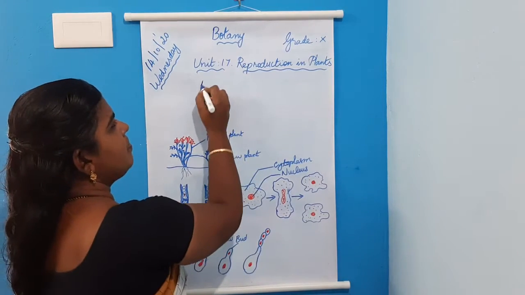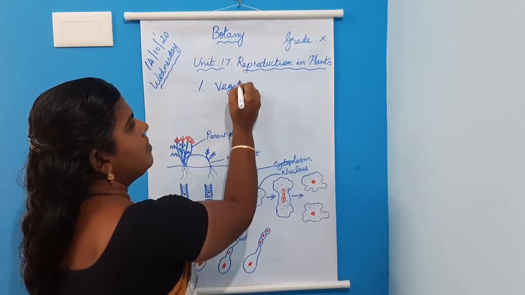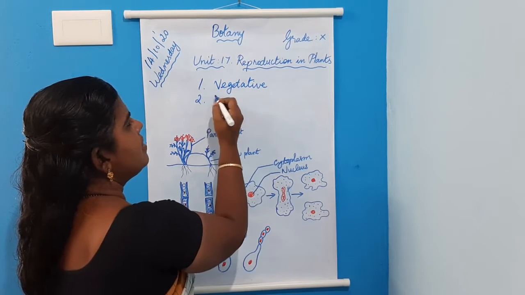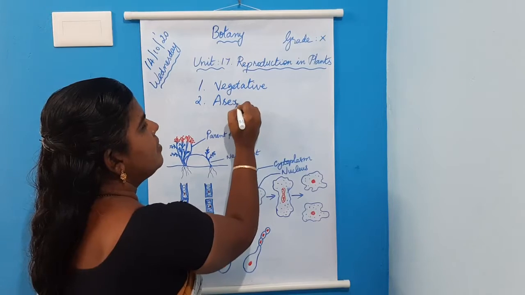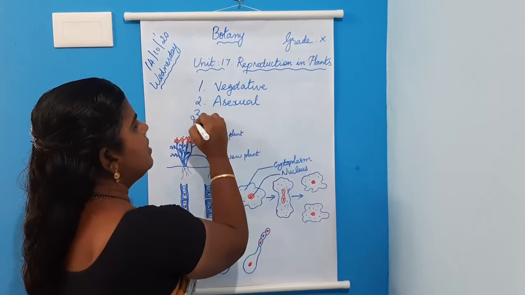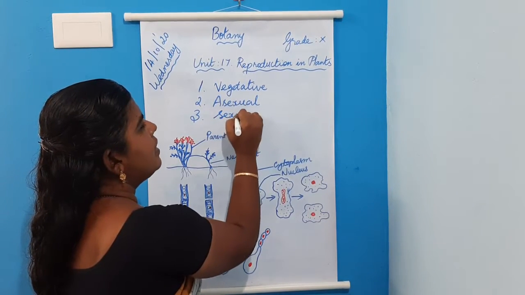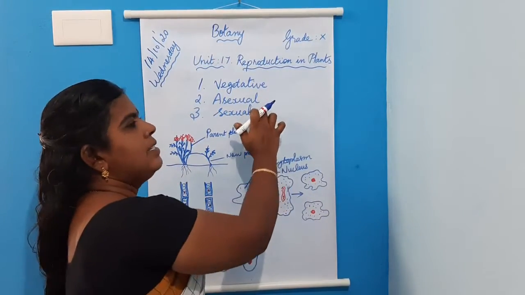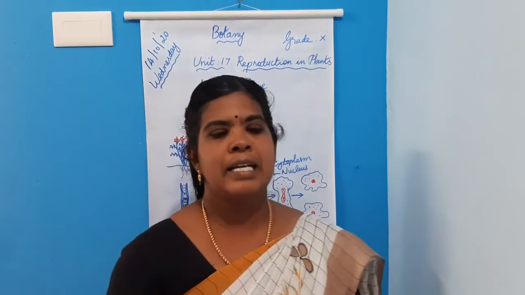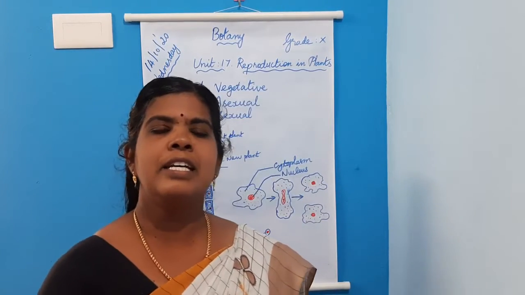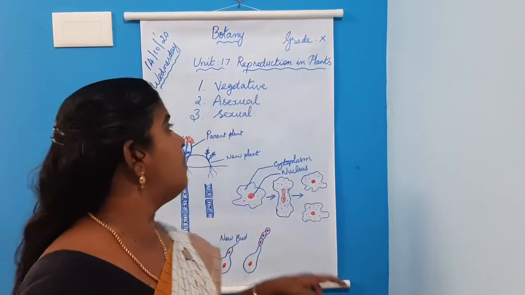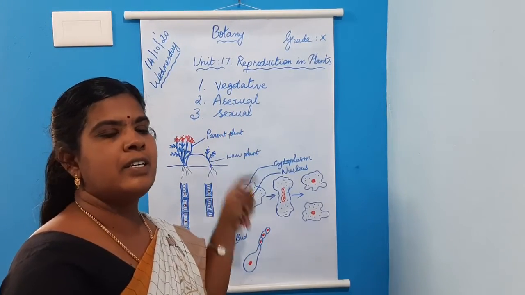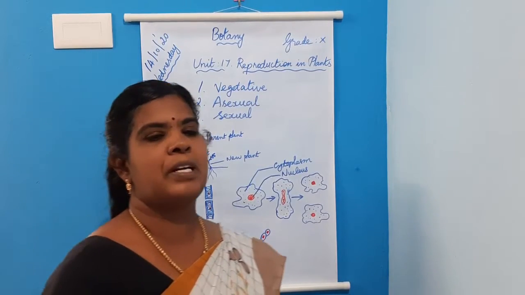Okay, there are three types of reproduction in plants. One is vegetative reproduction, the second one is asexual reproduction, and the third one is sexual reproduction. What are the methods of reproduction in plants? Vegetative, asexual and sexual reproduction. Okay, there are three types of reproduction in plants, namely vegetative, asexual and sexual reproduction. First, about the vegetative reproduction.